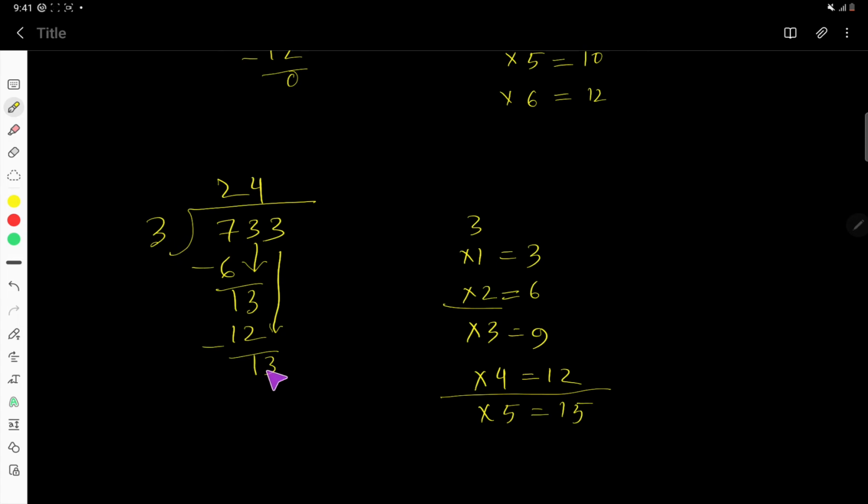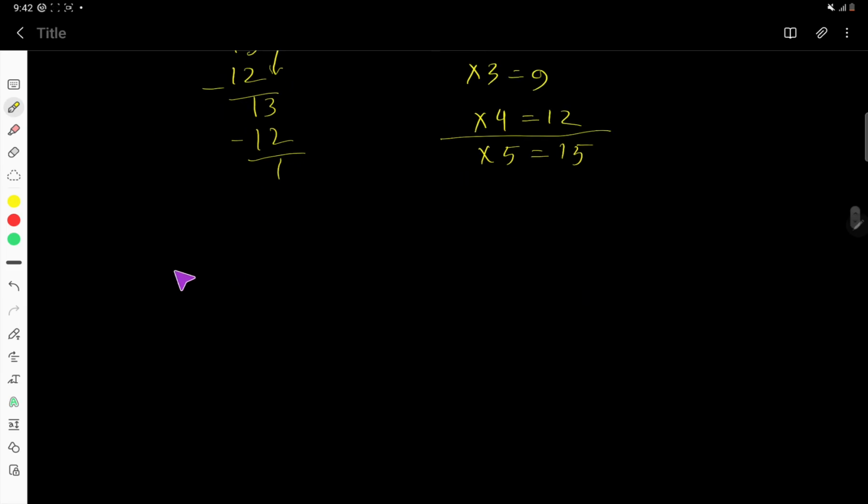3 goes into 13 how many times? 4 times. 4 times 3, that is 12. So subtract, you are getting 1. So the remainder is 1. So your answer is 244, remainder 1.